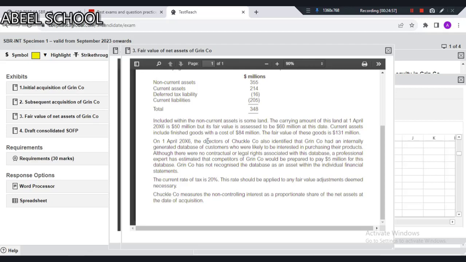Current asset included finished goods, cost 84, the fair value of these goods is 131. So let me use a calculator. 131 minus 84. There's a fair value adjustment of 47.